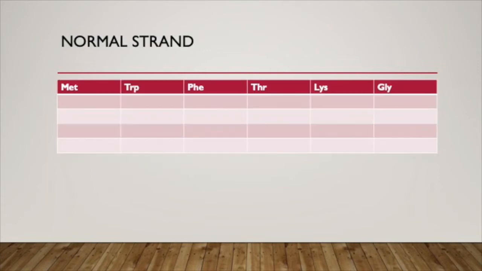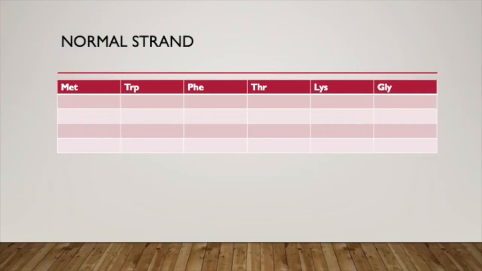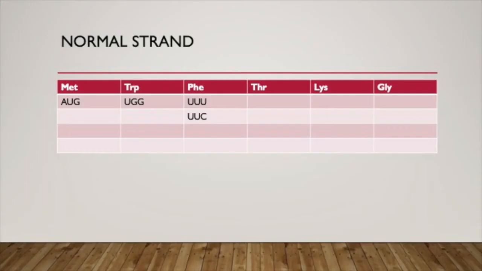To figure out the mRNA sequence, we have to write down all the possible codons for the amino acids. We will use this codon table to turn the amino acids into mRNA. The first amino acid is MET, also known as the start codon, and it codes for AUG. The second codon is tryptophan, and it codes for UGG. Phenylalanine codes for UUC and UUU.